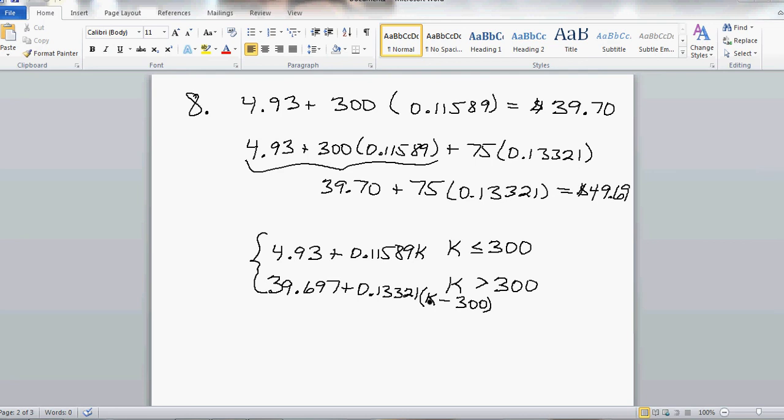Now, is this an acceptable form as a final answer? Perhaps, but it's still pretty messy. So what we'd want to do then is to actually clean this up, and so this would be 39.697 plus 0.13321 K minus, and then we have to do the 300 times 0.13321, and now that equals 39.693.